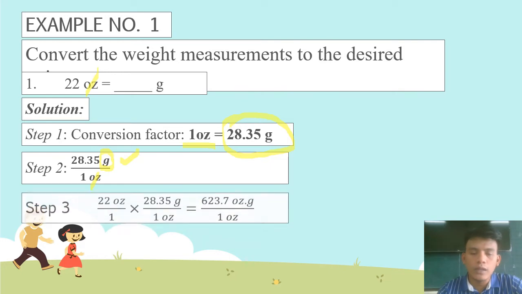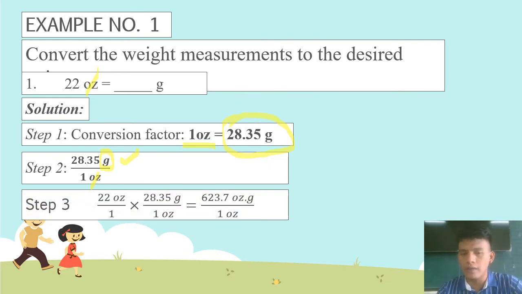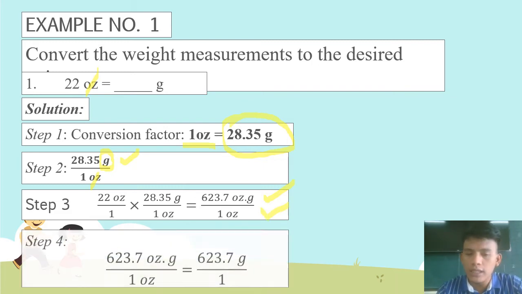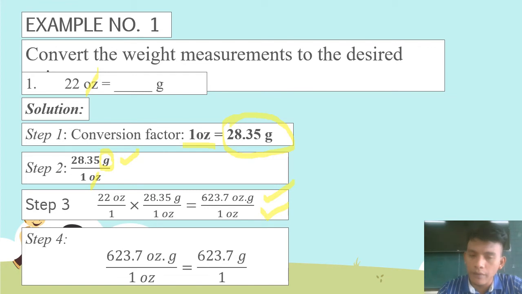Step 3. 22 ounces over 1, which is our given, times 28.35 grams over 1 ounce. That will be our conversion. 22 ounces times 28.35 grams is equal to 623.7 ounce gram. 1 times 1 ounce is equal to 1 ounce. Then we will do the cancellation of units or simplify.